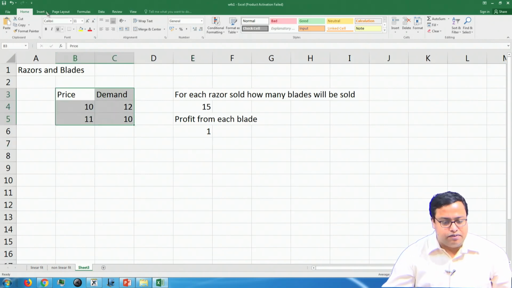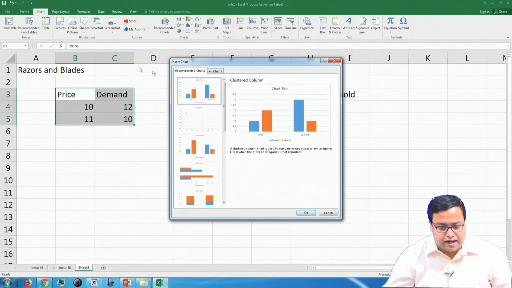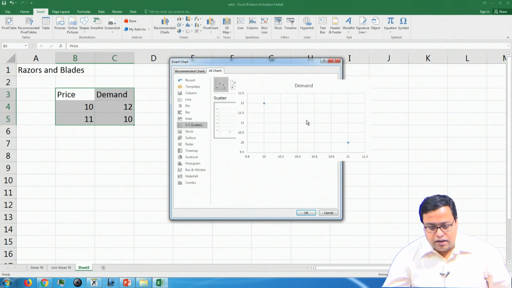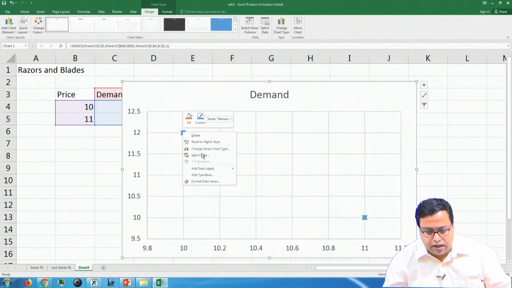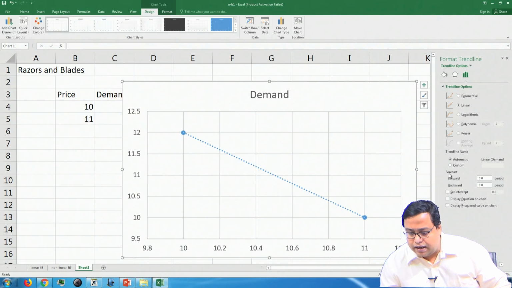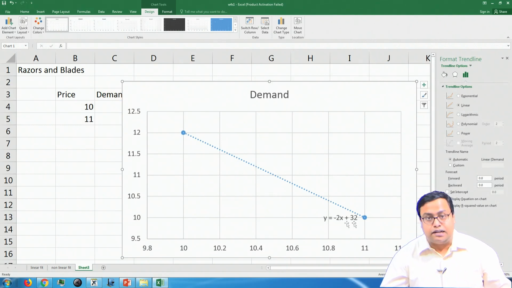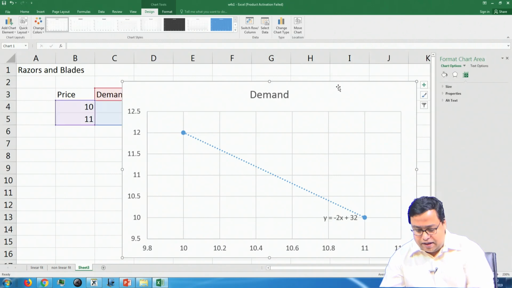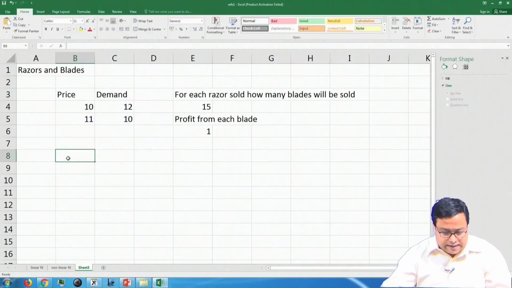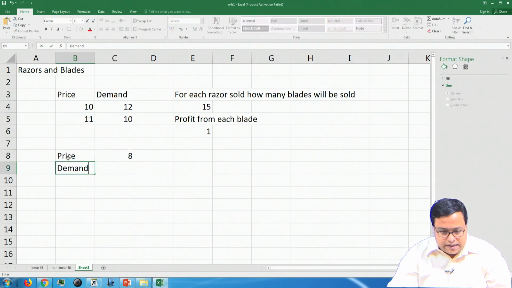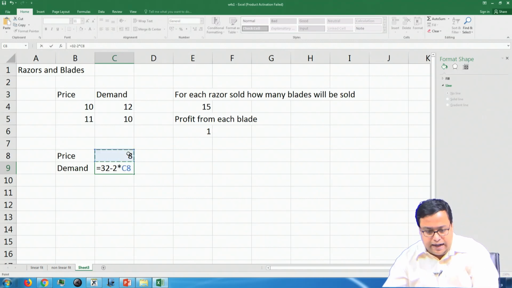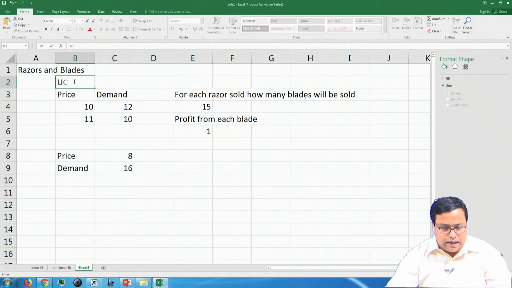First things first, I will create a plot here, an x y scatter plot. I will use this one, and then I will include a trend line, and the trend line is linear. Display equation on the trend line is 32 minus 2x, that is the trend line. So, when the price is, let us say, 8 rupees, the demand is nothing but 32 minus 2 into 8. And let us also assume that the unit cost is 8 rupees.